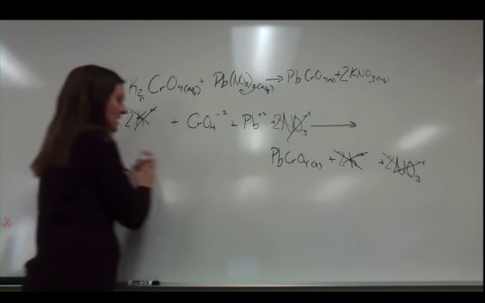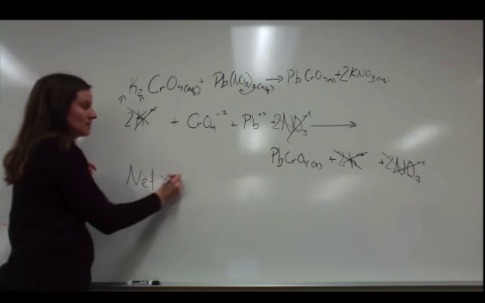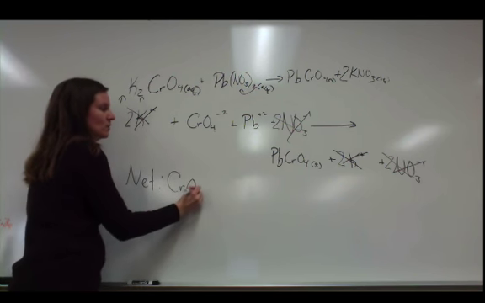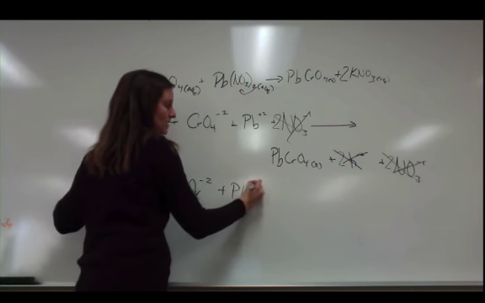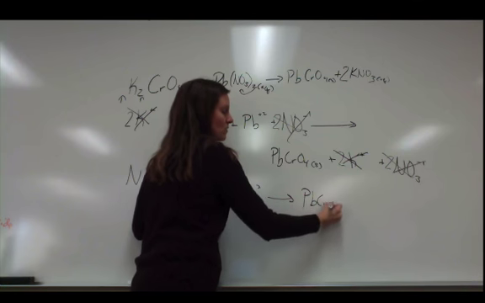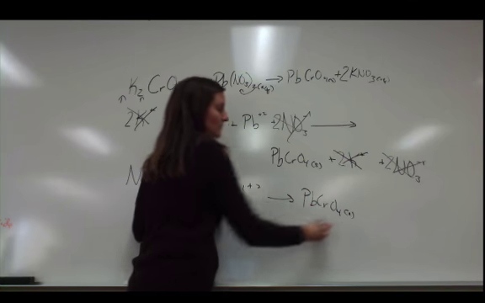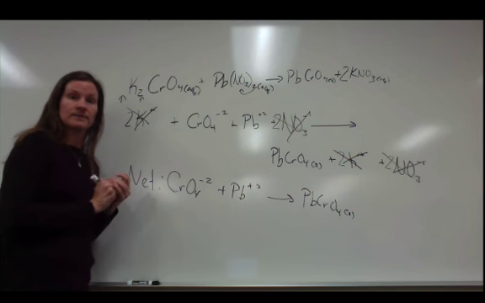canceled. So the final answer in terms of the net ionic equation for this double displacement reaction is CrO4 minus 2 plus Pb plus 2 gives me the PbCrO4 solid. I don't report the things that I crossed out.